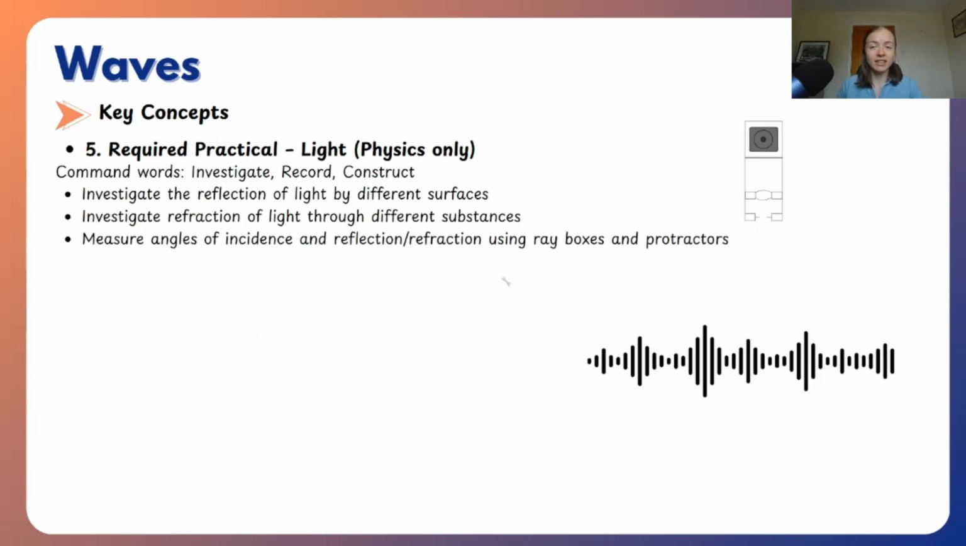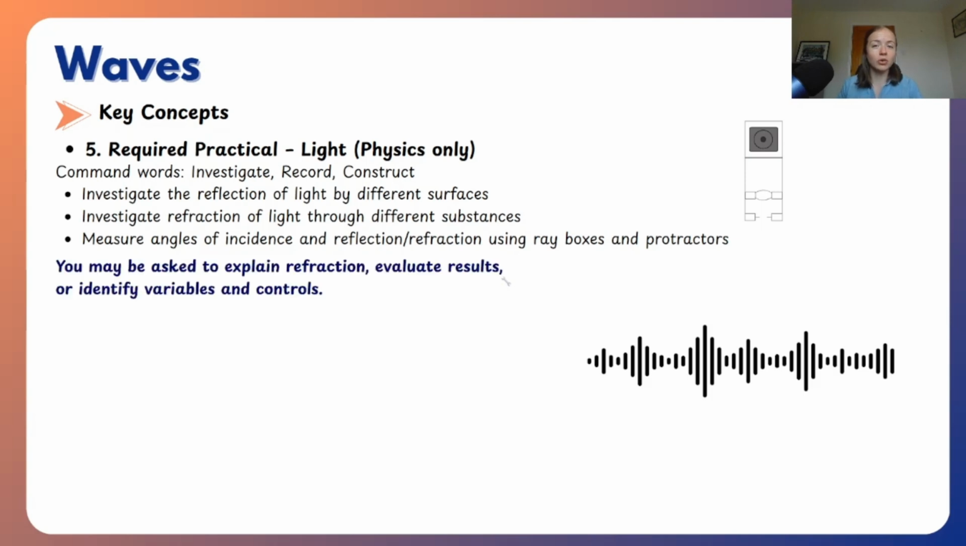be able to investigate the reflection of light by different surfaces, or investigate refraction of light through different substances. So you might need to measure the angle of incidence and reflection or refraction using ray boxes and protractors. So you might be explaining refraction, evaluating results, or identifying the variables and controls in our required practical as well. And a great place to start with required practical revision, if you haven't already, are our required practical cheat sheets, which can be found on our website.